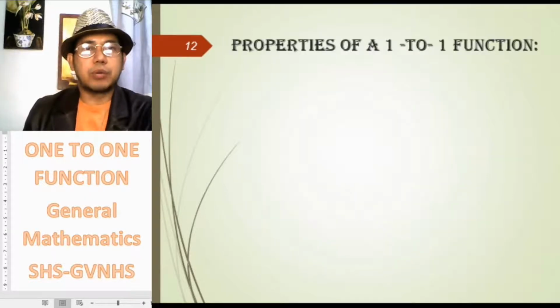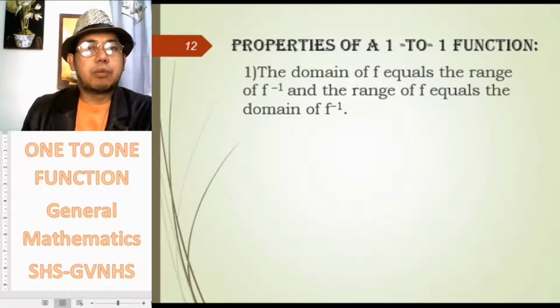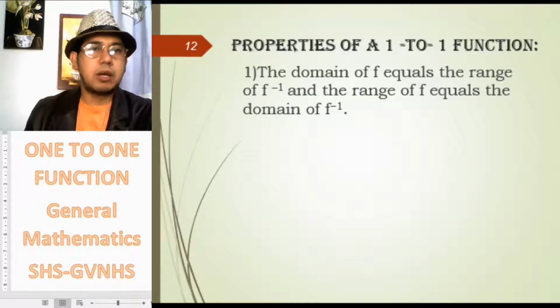Our focus today is the properties of a one-to-one function. The number one property is that the domain of the function equals the range of the inverse function, and the range of the function equals the domain of the inverse function. That speaks of one-to-one correspondence, meaning if I have two domain elements, there must be two range elements. At the same time, if I get the reverse, the range will equal the domain.